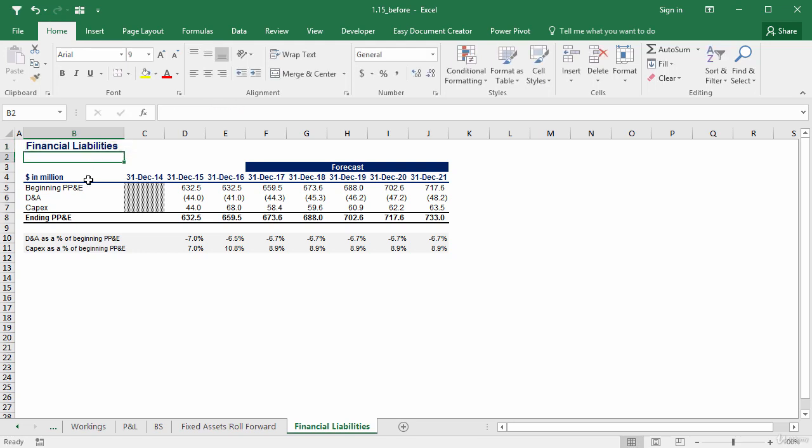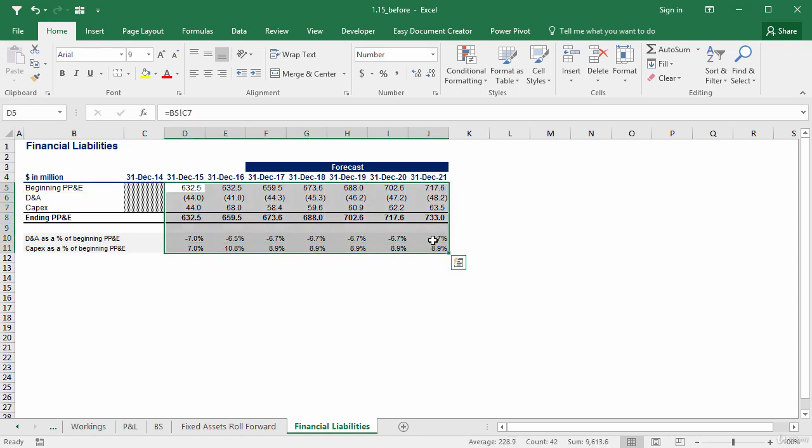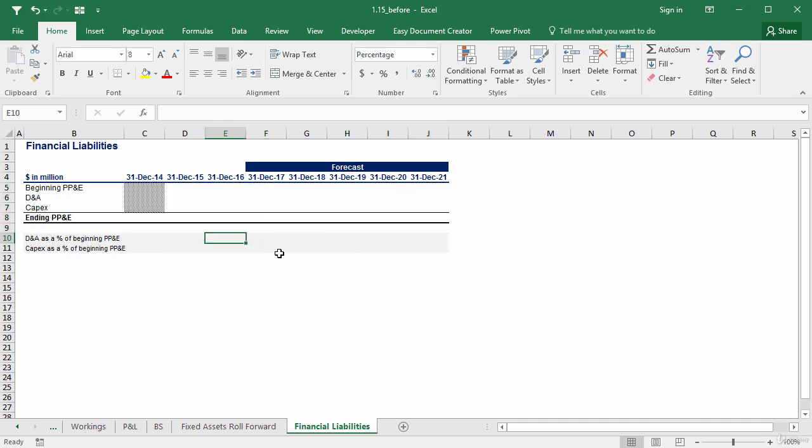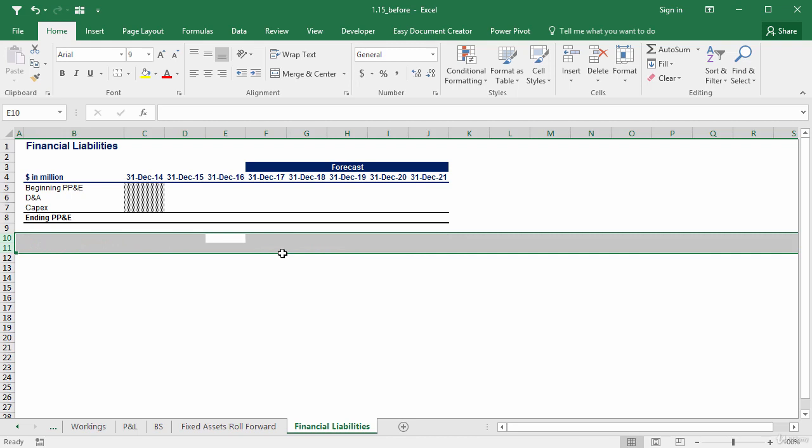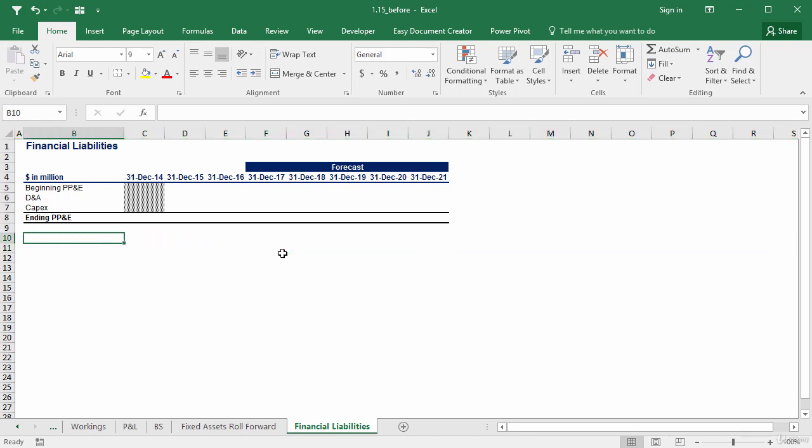There are a few changes that must be made. Let's delete all numbers first. This ensures we won't use some cells from the previous sheet. We will not need the two gray boxes below the table, so I'll delete them.